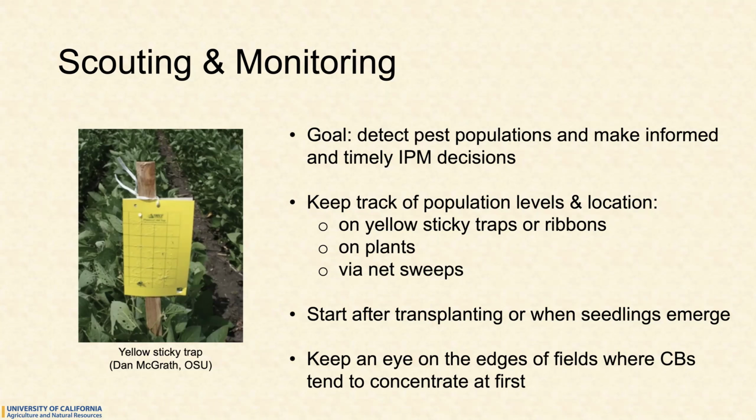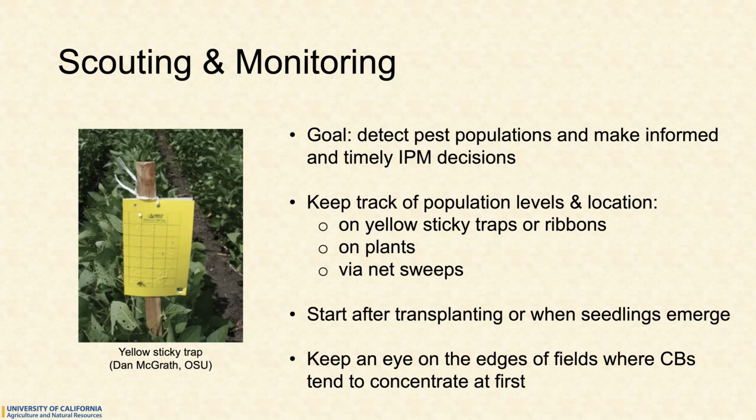You could also just look at plants. That's a little harder because, like I mentioned earlier, they're really mobile. They might run away or fly away. It might be kind of hard to get a good sense of it. But as you're doing things out in the field, you might just kind of notice them on plants anyway. And you can also use net sweeps as well. So several different options. I would say at least putting out some yellow sticky traps would be a great idea.